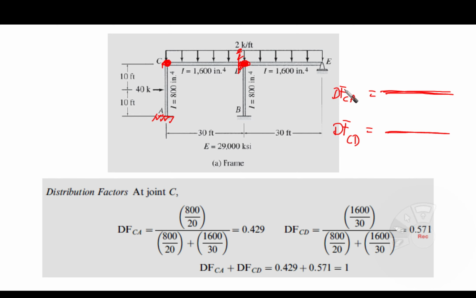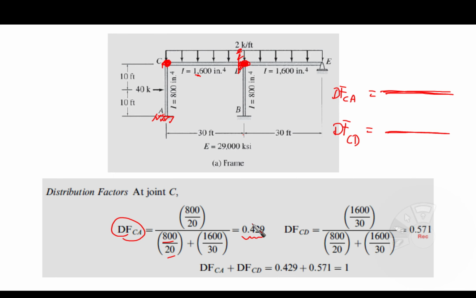So then we are going to put DFCA. Already it is given here. So the first one is going to be 800 over 20, plus this one, the inertia is 1600, so it is 1600 over 30, which is the distance here. So this is the denominator. However, the numerator is going to be the element that we are talking about. In our case, we're talking about CA, so its relative stiffness is 800 over 20. Then we're going to find this to be 0.429.